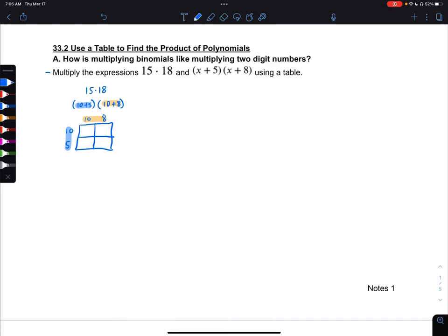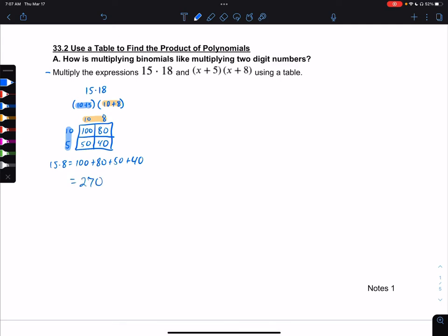Now what you would do is you would multiply into each box. So like this box here would be 10 times 10, which is going to be 100. This box here is 10 times 8, which would be 80. This box is 10 times 5, and this box is 5 times 8. And then what you could do is you could say that 15 times 18 is the same as 100 plus 80 plus 50 plus 40. And that total would be 270.